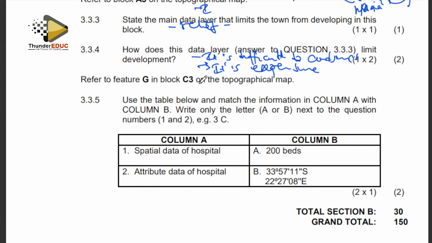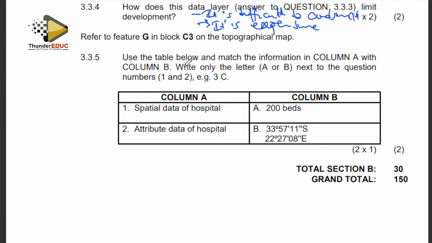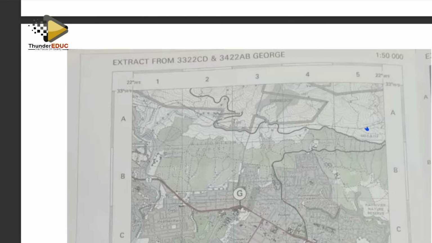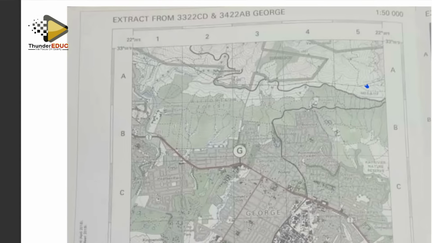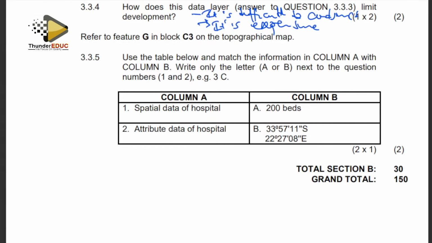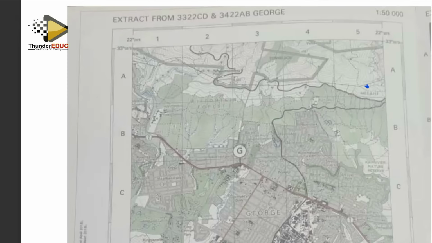But remember, I always tell my learners, and I'm still telling you, please don't write exactly one answer when it says 1 times 2. Write two, so that if one is not standing so strong, the other one can still bail you out. Refer to feature G in block C3 on the orthophoto map. Sorry, on the topographic map. We come here. What are they referring to? They want us to refer to feature 3, which is G.